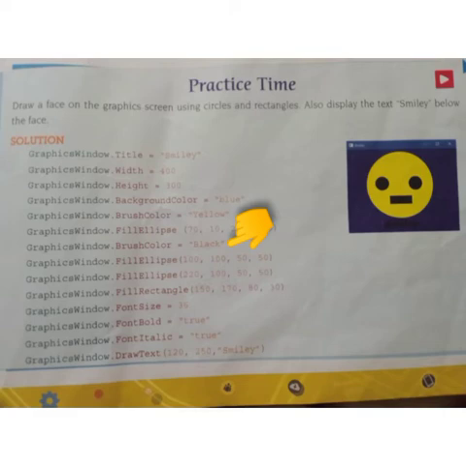Then graphics window dot fill ellipse of 220 comma 100, that is the location. We cannot use the same location, because the eyes are at different locations. If you mention the same location, the second circle is placed on the first circle only. So we need to change the positioning. So 220 comma 100. At that location we are drawing the circle with width 50 and height 50.